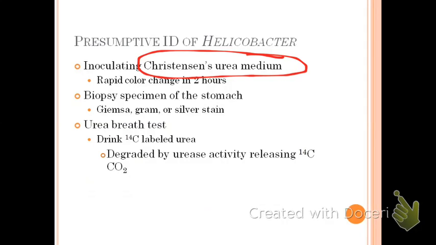You may collect the specimen. Okay, so gastric biopsy could be very useful. Have it stained with Giemsa, Gram, silver stain, or the Warthin-Starry stain. Urea breath test is also being used as a screening test for Helicobacter. The patient may drink the 14C-labeled urea. The 14C-labeled urea would be degraded by the urease activity of the organisms, releasing 14C CO2, and this could be detected using a scintillation counter.